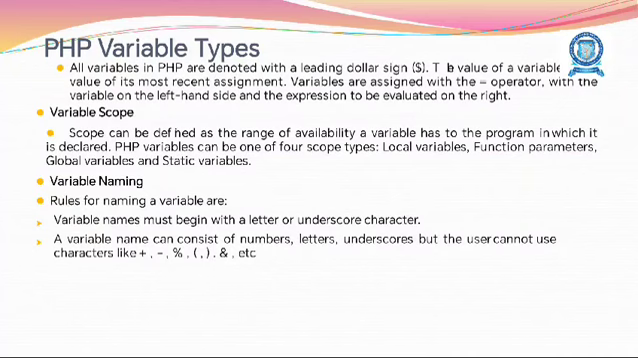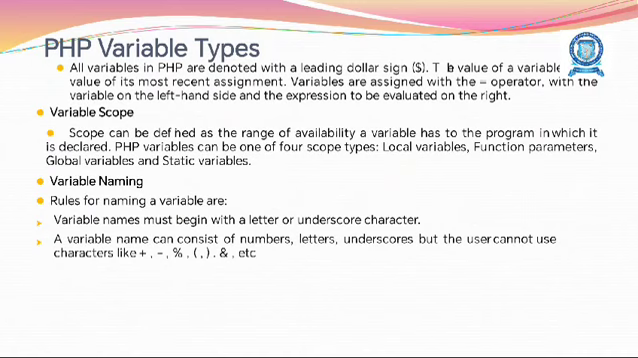PHP variable types. All variables in PHP are denoted with a leading dollar sign. The value of a variable is the value of its most recent assignment. Variables are assigned with the equal operator, with the variable on the left hand side and the expression to be evaluated on the right side.